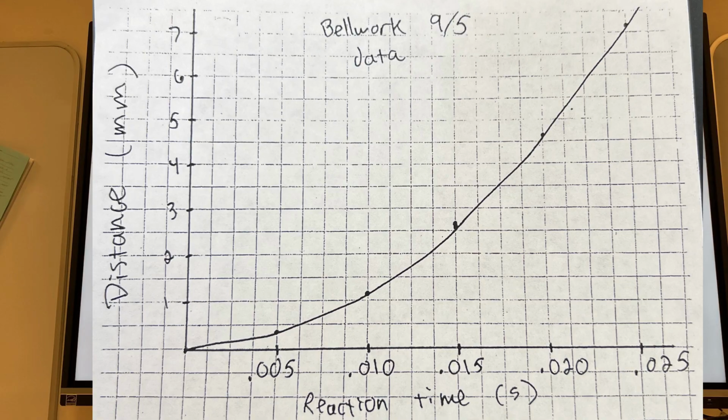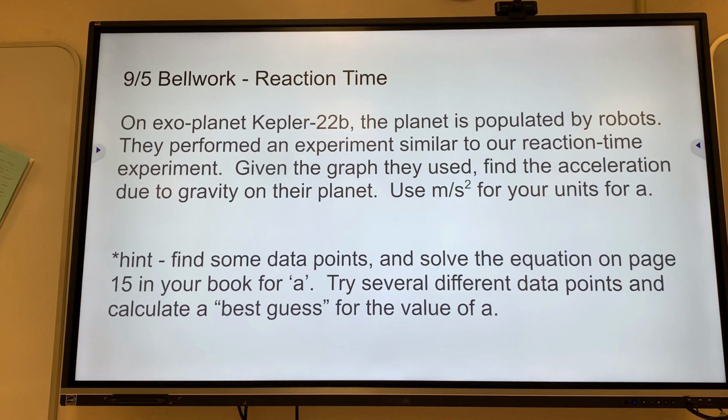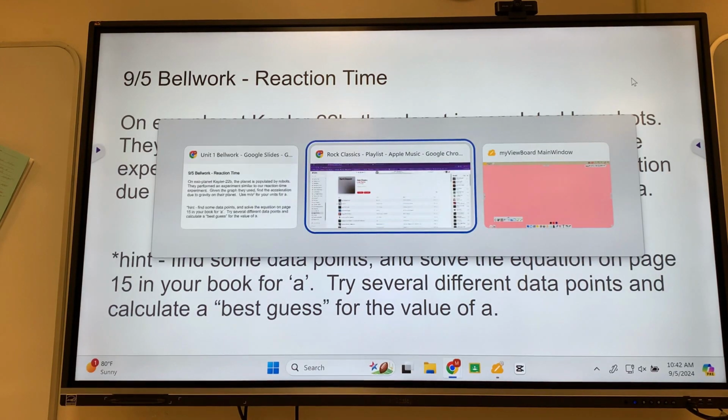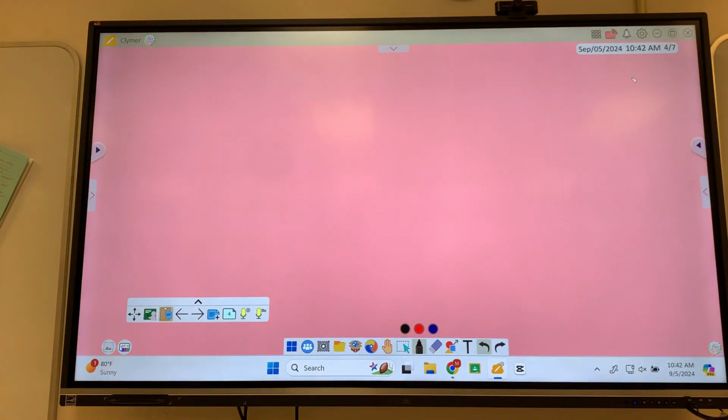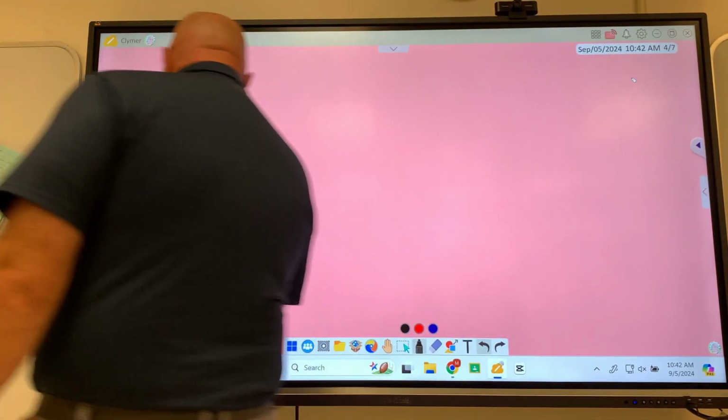Today we have the graph, but this is different than the graph we had. We're on a different planet, and in this case we're robots, right? So let's look at the hint. First things first, find some data points and solve the equation on page 15 for A. So let's think about what that means. So what is our equation on page 15?